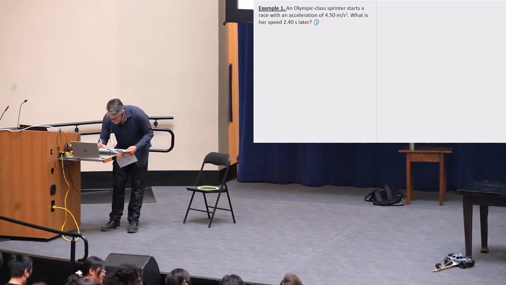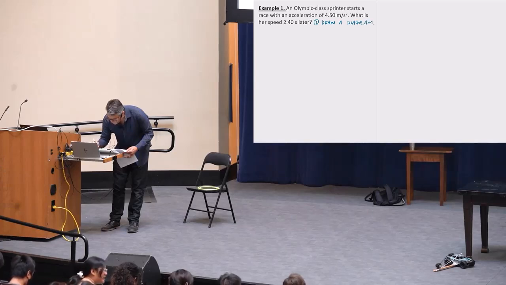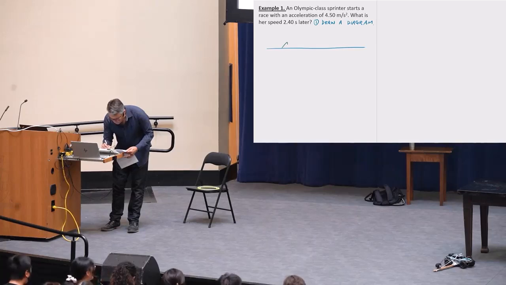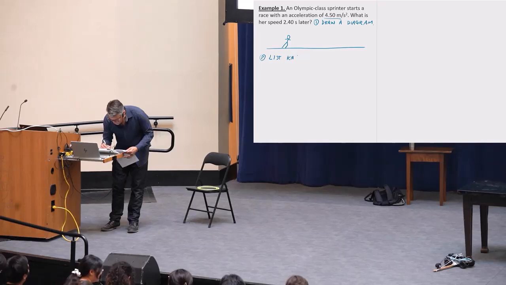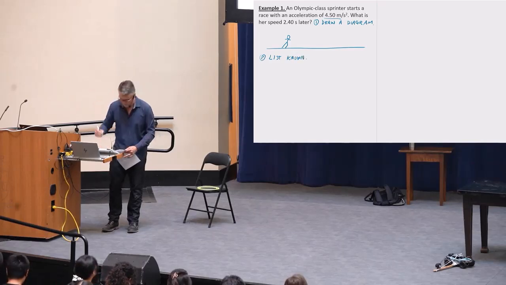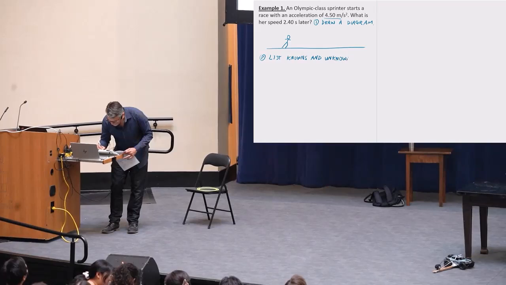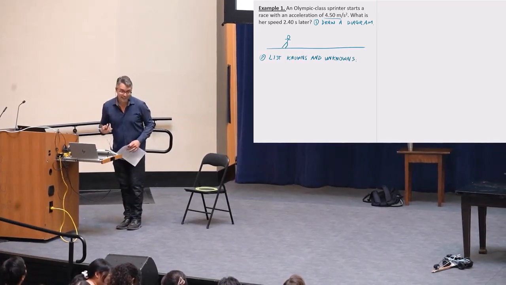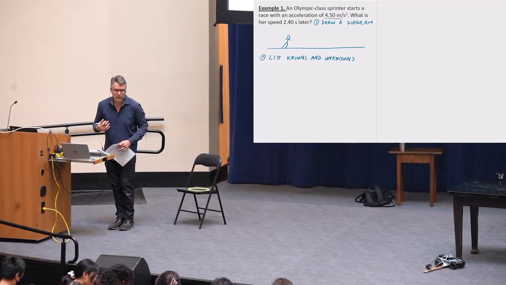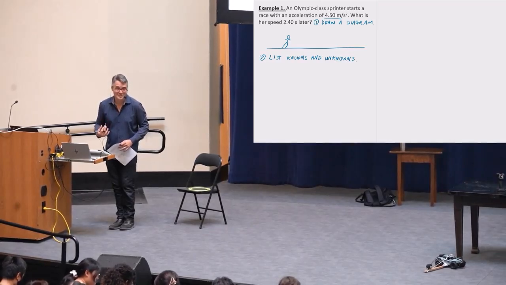Step 1 is always to draw a diagram. You can do these steps in any order you want. My example is an Olympic sprinter, so I draw a person who's running, starting a race with an acceleration of 4.5 meters per second squared. The other thing I do is list knowns and unknowns, and I might even do that on the diagram. The reason I have these particular steps, if you want me to tell you the truth, is partly to manage my anxiety on tests.